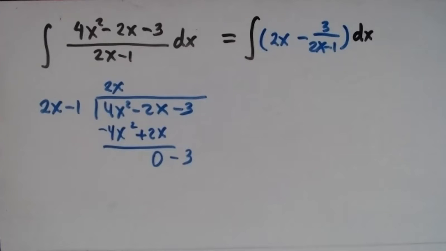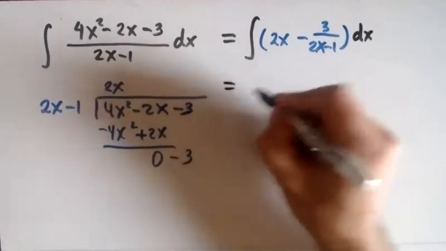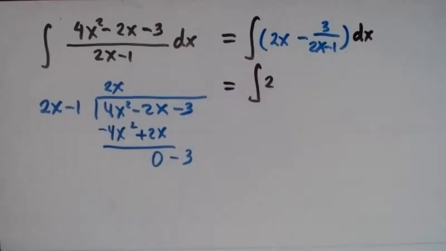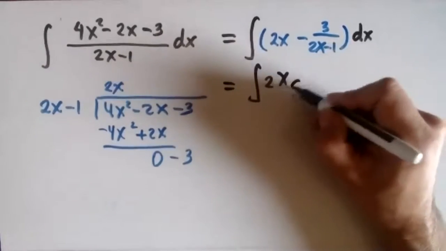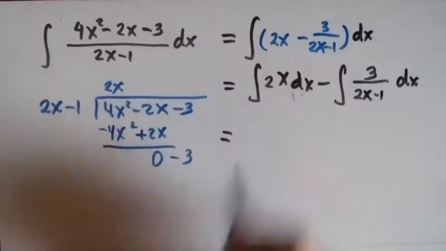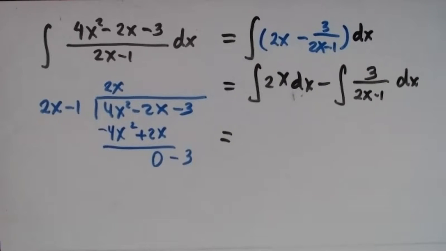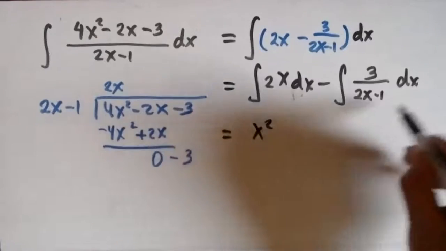Pretty much the same thing? Okay, now we are going to split our integral in two. So this is the integral of 2x minus the integral of 3 over 2x minus 1 dx. Okay, antiderivative of 2x, no problem. Antiderivative of this one, now you have to suffer a little bit with the last integral.